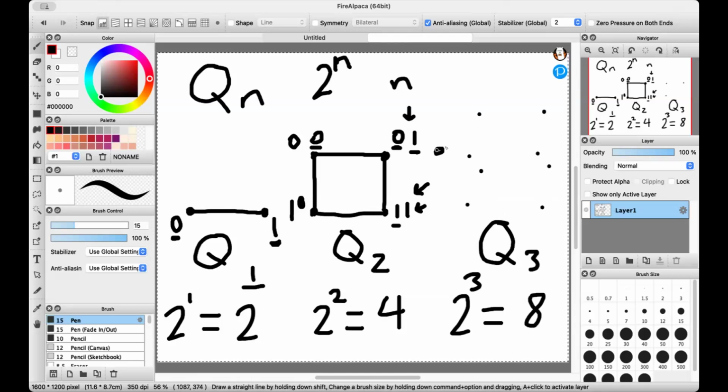as like 0, 0, 0, and 0, 0, 1. Since they differ by 1 in 1 place, you have to connect these two. You basically have to do that when you write out all the numbers for this.